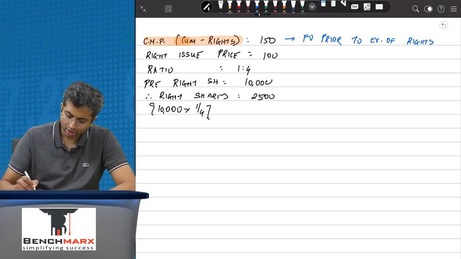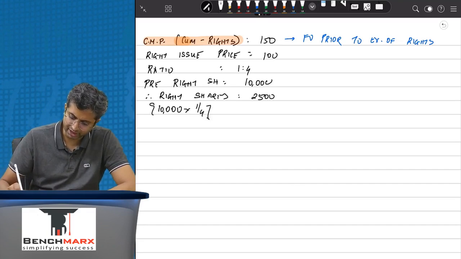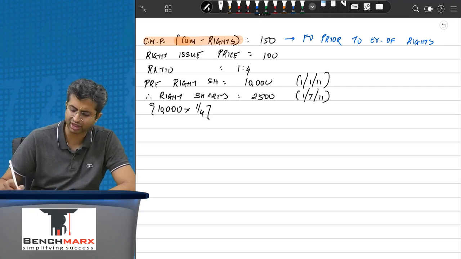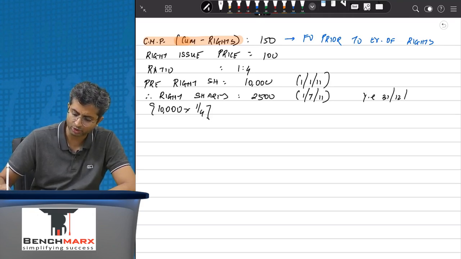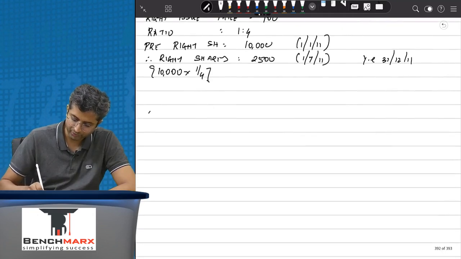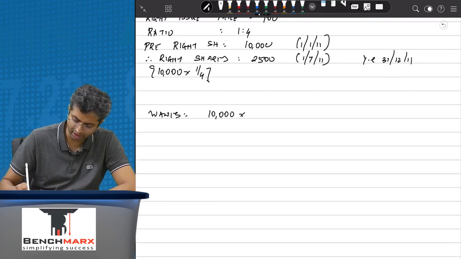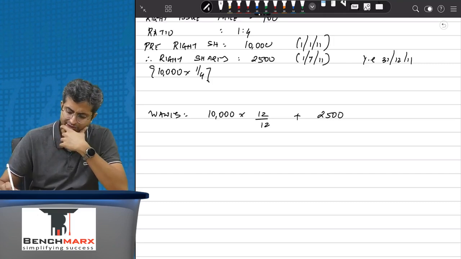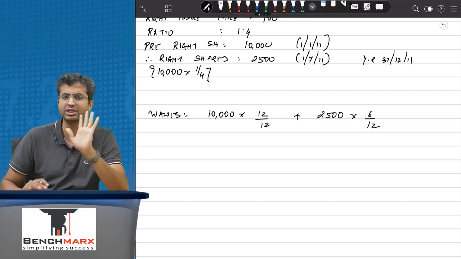Typically, let us say the company has a calendar year, and these right shares are issued on 1st of July 2011, whereas the original shares were outstanding from 1st of January 2011, and the year ending is 31st December 2011. Typically, if I were to calculate the weighted average number of shares, it would be: 10,000 shares are outstanding for the entire year, so 10,000 into 12 by 12, plus 2,500 shares are issued for consideration. However, the consideration is not the full value, but nevertheless they are issued for consideration, so 2,500 into 6 by 12, and this would give you the weighted average.